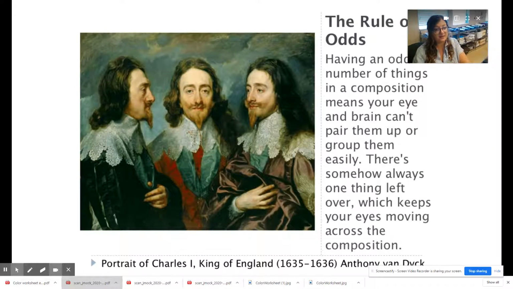The next one I want to talk about is the rule of odds. So having an odd number in a composition really means that your brain can't pair them up or group them easily, so it makes it a lot more interesting for a viewer to look at because your eye keeps moving across the composition. Naturally your brain wants to group things together, but if you have odd numbers it can't do that, so it makes the composition extremely more interesting.